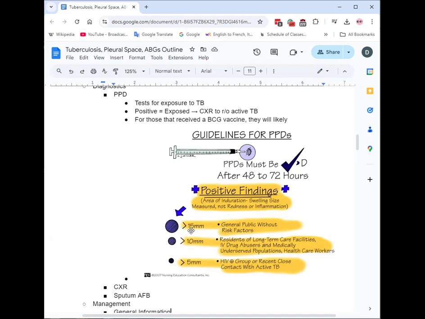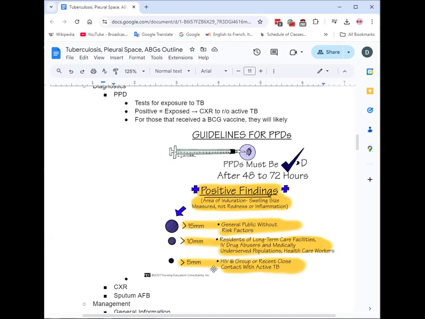But 15 millimeters or more, the general public without risk factors, would be considered positive. 10 plus would be people that are at a bit of a higher risk, so those that come from long-term facilities. See how your risk factors come up: IV drug users, medically underserved population, which can include people of poor socioeconomic status, maybe immigrants as well, and then healthcare workers. So technically that includes us. So 10 plus would mean that we're positive.